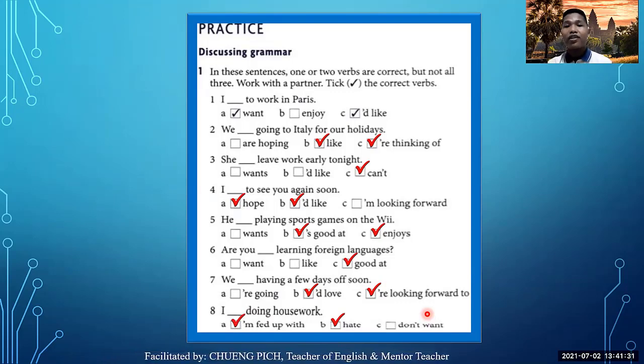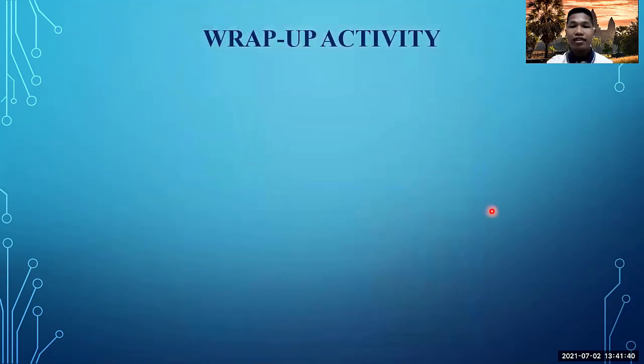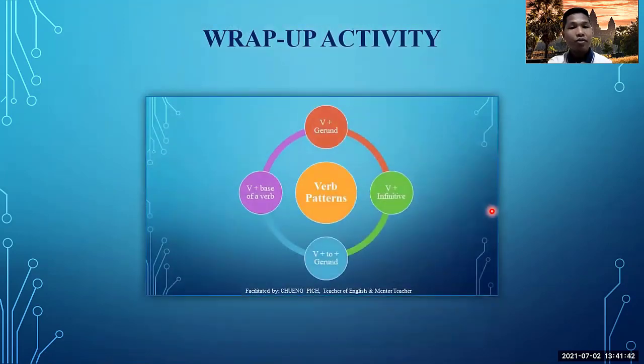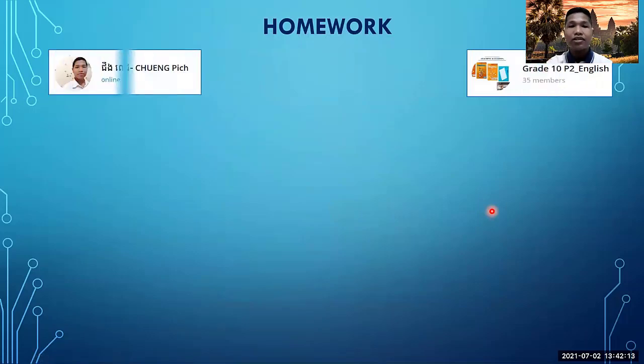Yeah. So thank you everyone for participating in doing this homework with me. And let's get started with the wrap-up activity. So today we focus mainly on verb patterns, and there are 4 items of verb pattern here: verb plus gerund, verb plus infinitive, verb plus to plus gerund, and verb plus base form of the verb, or we can add another one, verb plus modal verb. Okay, that's it for today's lesson. Thank you so much everyone, and now it's time for doing homework.